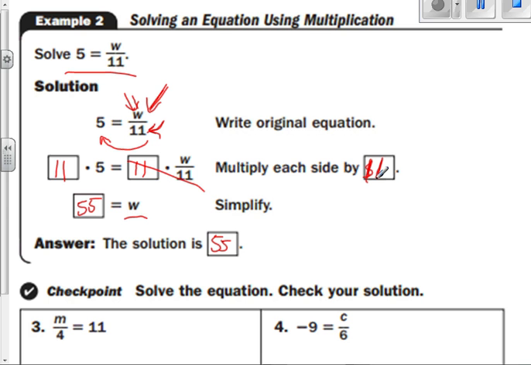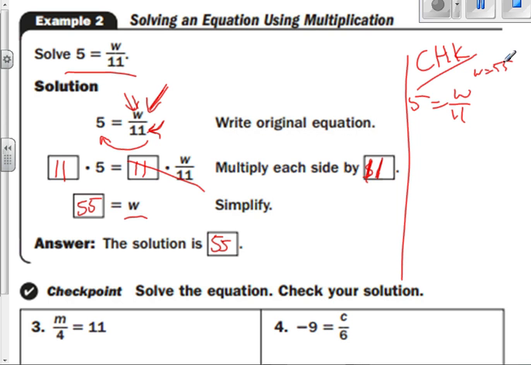All right. So now what I need to do is do a check real quick. They don't really give me much room here, so I'm going to do my check right over here. I start with my original equation, w over 11, and I know that w was equal to 55, right? So I have 5 is equal to 55 divided by 11. 55 divided by 11 is 5, and 5 is equal to 5. My check works out, therefore I know my solution is correct, all right?